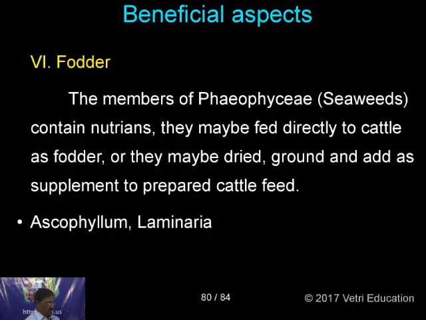Regarding fodder, fodder means cattle feed. Cattle feed is the fodder. The members of brown algae, the seaweeds, contain nutrients and they may be fed directly to the cattle. So these plants may be cut and given to the cattle, or they may be dried, ground and added as a supplement with the prepared food material. So this may be used as fodder. The members are Ascophyllum, Laminaria, etc.